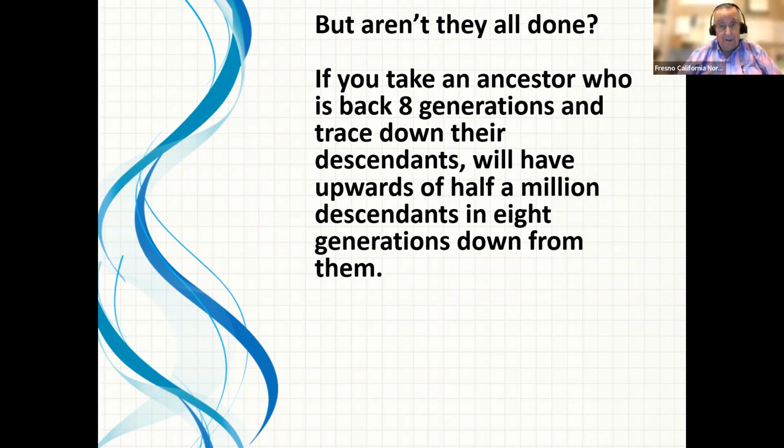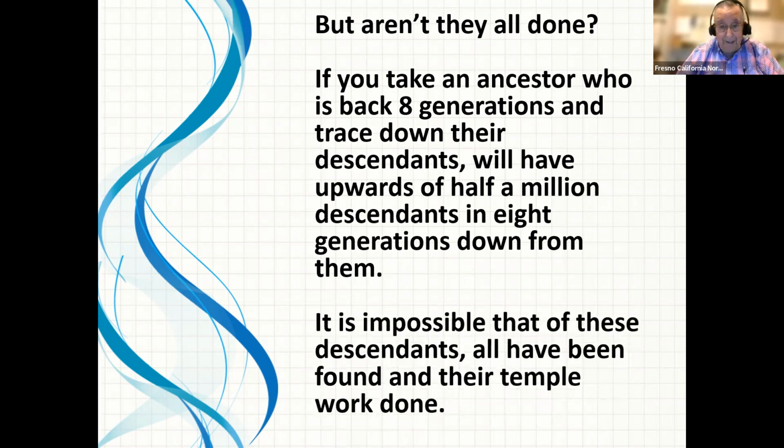124 pairs of 8th generation ancestors. And now many of them will share descendancy with other 8th generation ancestors. But technically, you've got about 500,000 names for people that descend from each one of those 124 pairs of ancestors. And so there's a lot of people out there in your descendancy, a lot more than you could ever imagine. And it's physically impossible that they've all been found. Some lines you might feel that way, but I'm sure you can find lines in just about anybody's tree where it's fairly easy to find new names. Okay. And so it is impossible that all these descendants have been found and their temple work done.